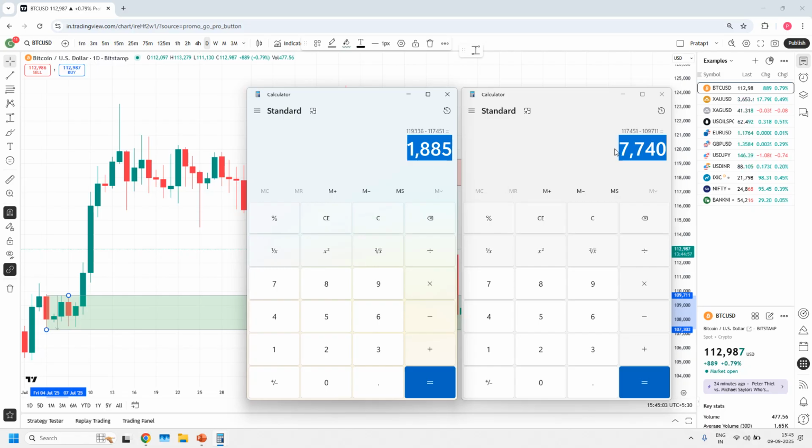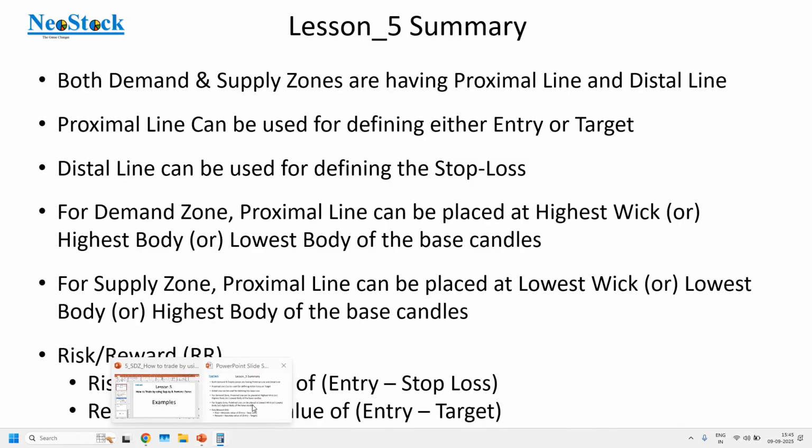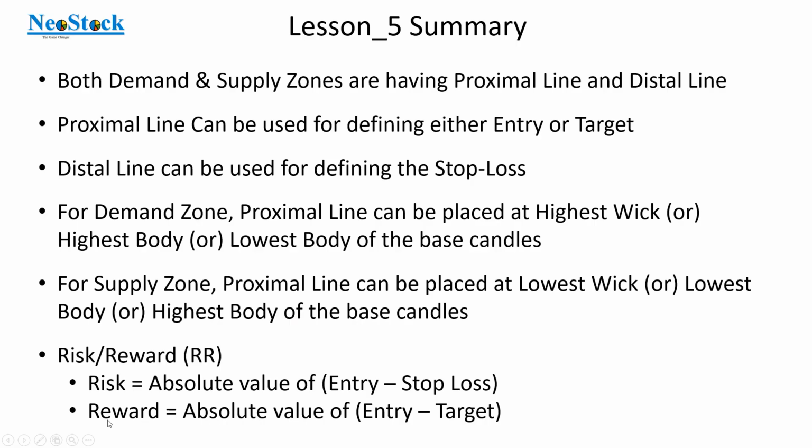But when you get the profit, 7,740 US dollars as a profit. Okay, what is the RR, risk reward? That is called RR, risk reward. That is very, very important. Here I have explained the risk equals absolute value of entry minus stop loss. Reward equals absolute value of entry minus target. Both we calculated. What is risk reward? Risk divided by reward. That is called RR.